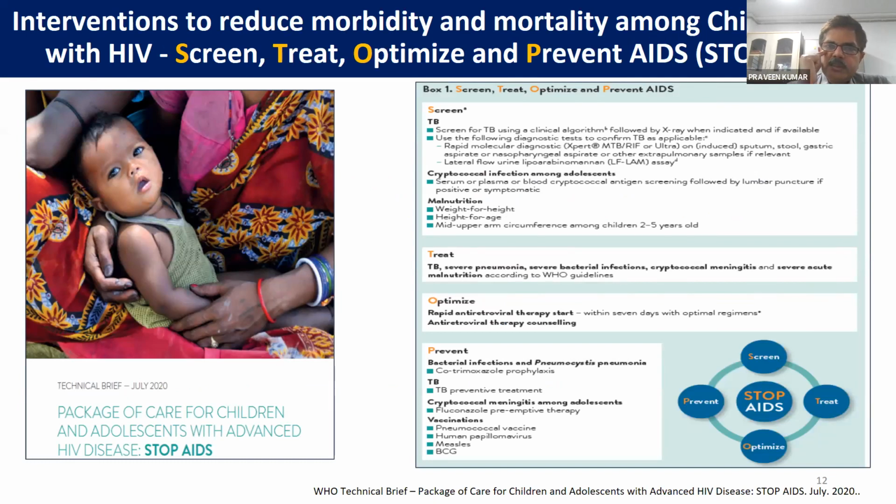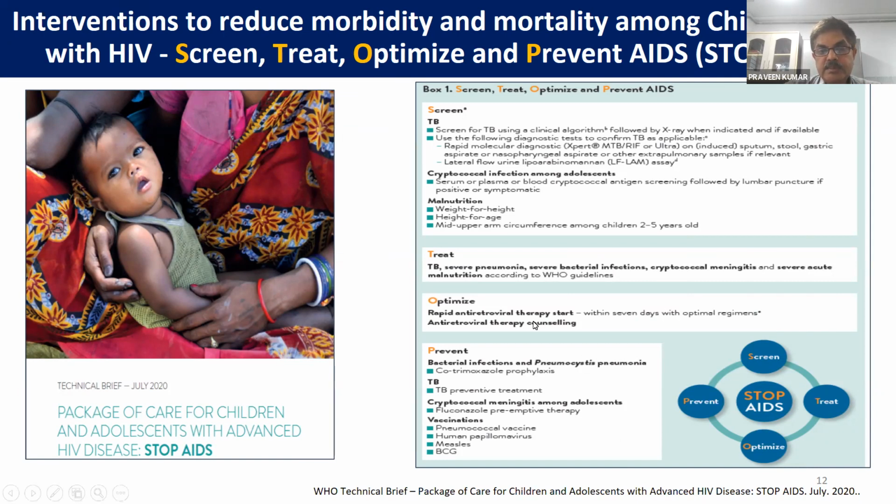So what are the conditions we need to screen? These are tuberculosis, cryptococcal infection, particularly when we have to do it, we will discuss. Then again, we have to screen for malnutrition. We have to treat if any of the common causes or disease is present during screening, or the child has features of these conditions like tuberculosis, severe pneumonia, bacterial infection, cryptococcal meningitis, and severe acute malnutrition, as we have discussed.